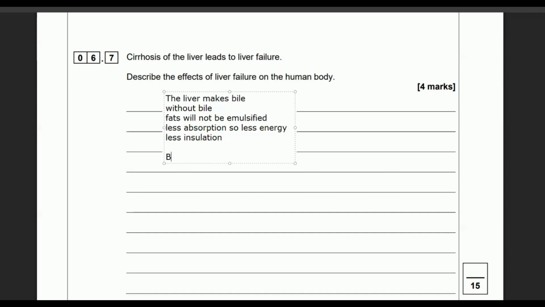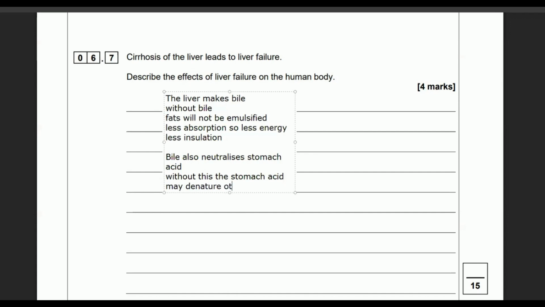What else does bile do? Bile also neutralizes stomach acid. Without this, the stomach acid may denature other enzymes like amylase or lipase, and therefore you do not absorb as much glucose for respiration. There you go. Look, I'm whacking in as much waffle as you can. So you can really go to town with this one.